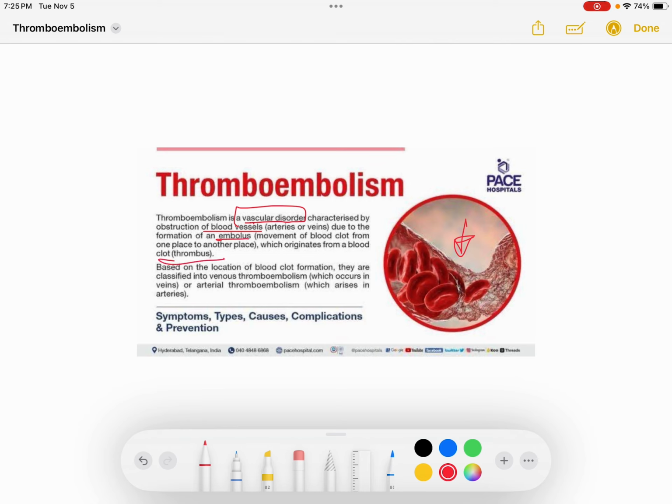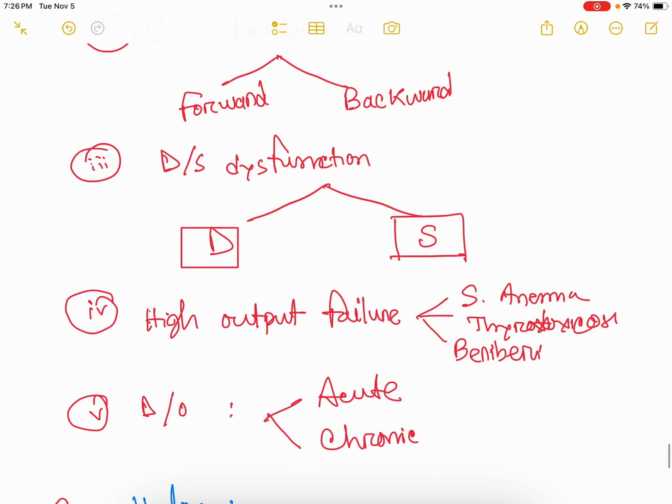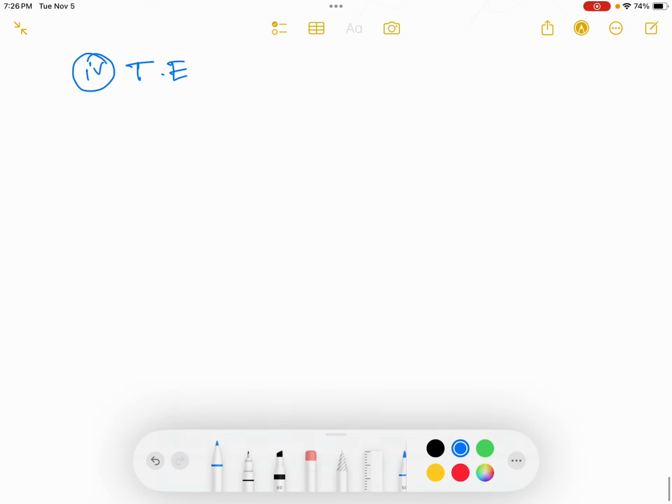What is an embolus? Embolus means movement of a blood clot from one place to another. Based on the location of blood clot formation, they are classified into venous thromboembolism, which occurs in veins, and arterial thromboembolism, which occurs in arteries. Finally, number 5 complication of heart failure is sudden death.